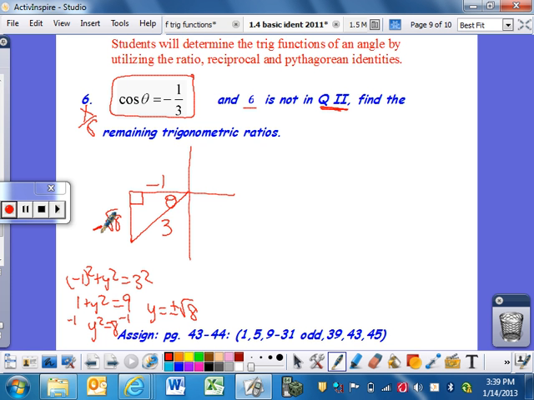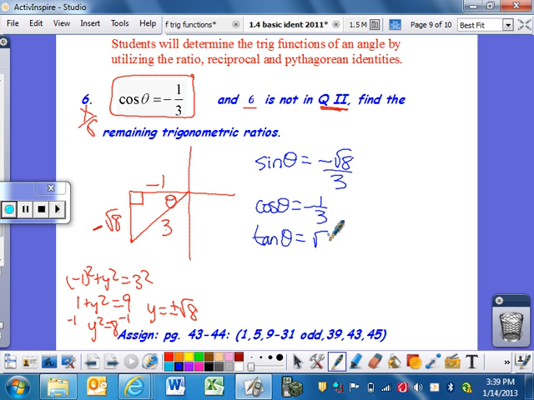And then it just says find the remaining trig ratios. So you just have to find sine, cosine, tangent, and then do the other ones. So this should be relatively quick and easy. So sine theta, y over r, opposite over hypotenuse, negative square root of 8 over 3. Cosine theta, I already have that. Tangent theta, opposite over adjacent. So negative root 8 over negative 1. What is negative root 8 over the negative 1?